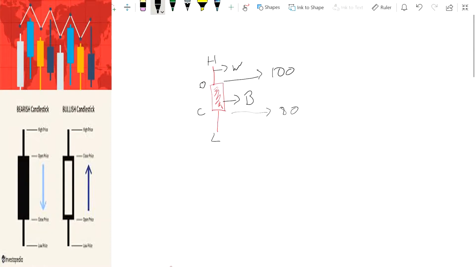Many bears, that is sellers, are trying to sell many stocks and push the price down lower. It will be 60. The price has reached 60 in that day. The lowest price it has reached is 60. That's why it's known as the lowest price.